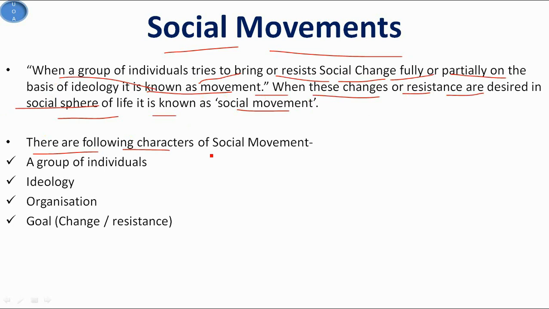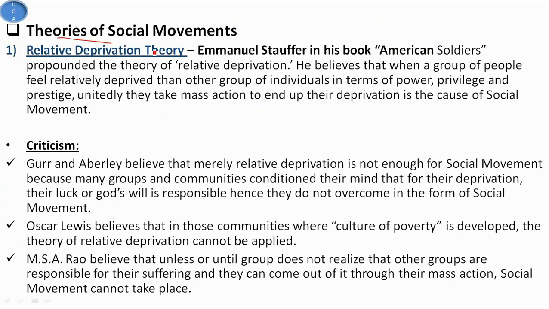And there are following characteristics of social movement. The first being a group of individuals, then it has ideology, organization, and the goal, that is the change or resistance that it wants to bring about. So all the above features are necessary for a social movement. Now we consider the theories of social movement.